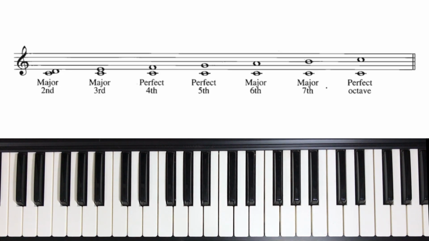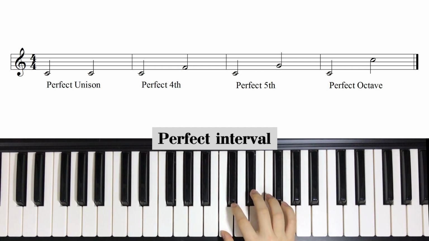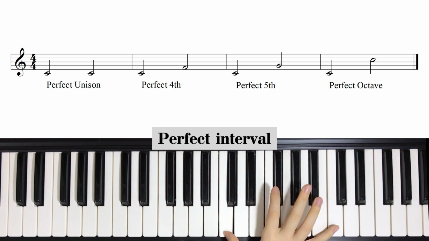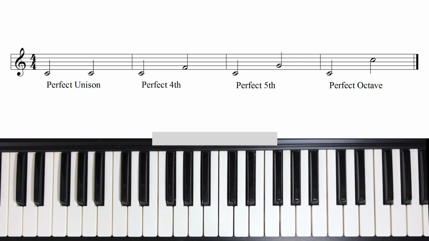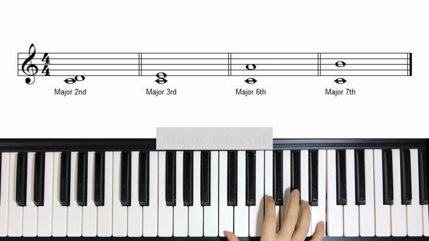As a result, there are two kinds of intervals in the major scale, which are perfect and major. The four perfect intervals are the perfect unison, which is the first, the perfect fourth, the perfect fifth, and the octave, which is the eighth. The four major intervals are major second, major third, major sixth, and major seventh.